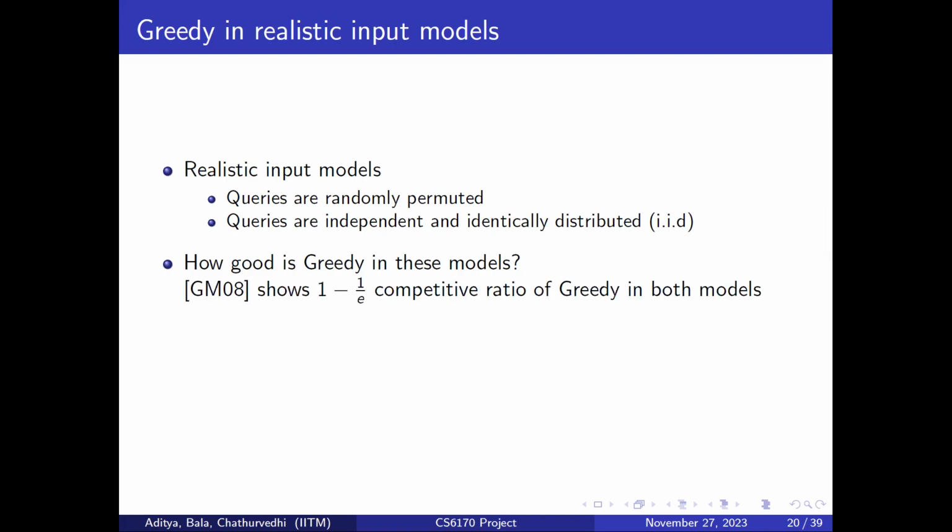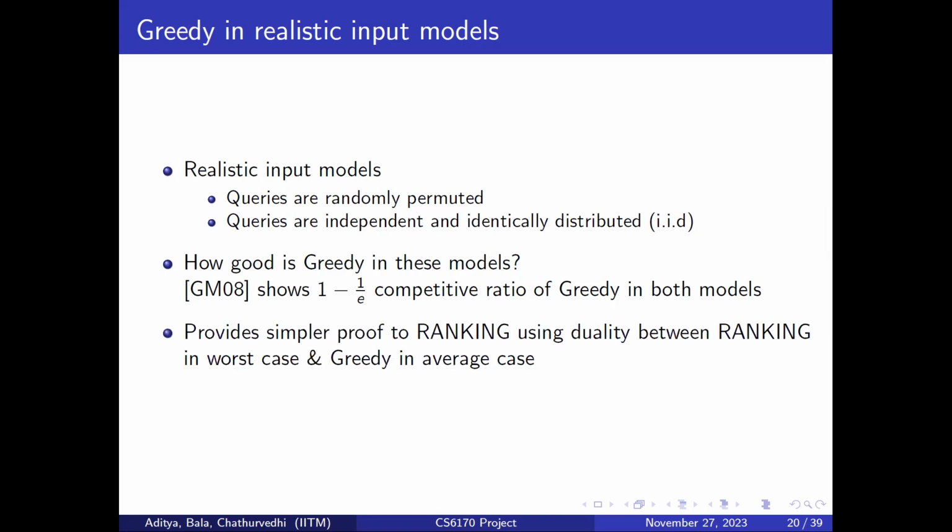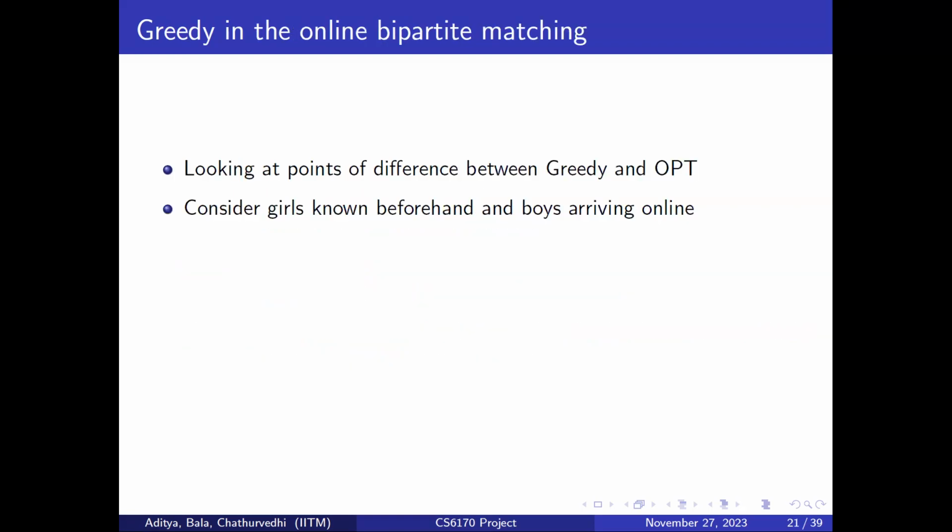It's shown by GM08 that there's a 1 minus 1 by e competitive ratio. We also get a simpler proof for ranking using a duality principle between ranking and greedy. And since ranking's proof had an error, this provides a simple proof for ranking.